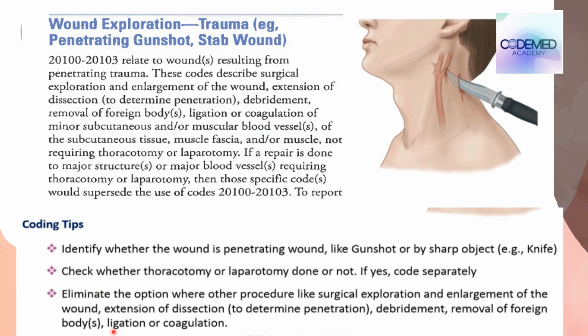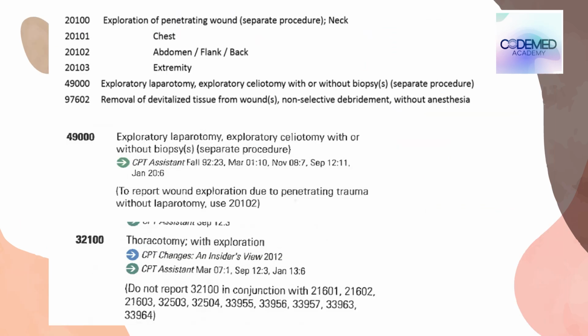And then eliminate the option where other procedures like surgical exploration and enlargement of the wound, extension of the dissection, debridement, removal of the foreign body, ligation or coagulation have been done or not. So these are all the codes for the wound exploration, and then you see the code 49000 that is for the exploratory laparotomy, 32100, it is for the thoracotomy, and 97602 is the removal of the devitalized tissue from the wound, non-selective debridement without anesthesia. So all these codes are important.